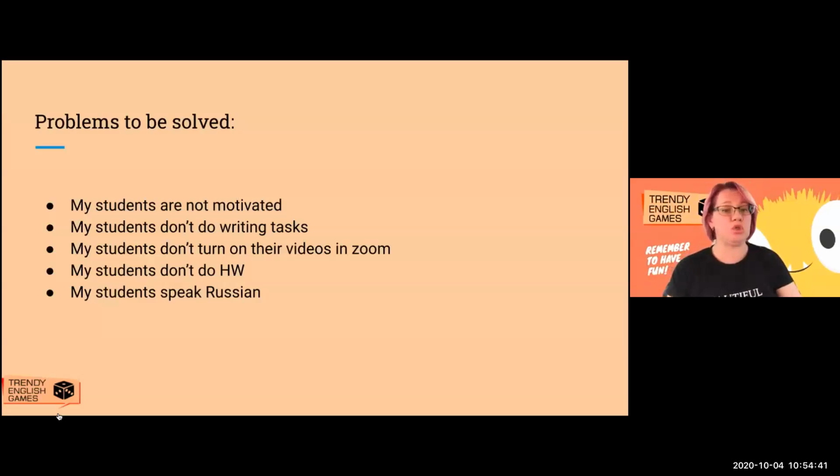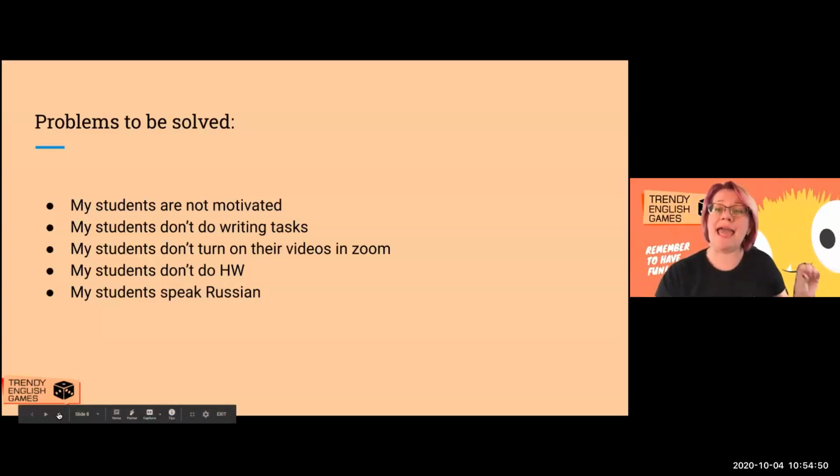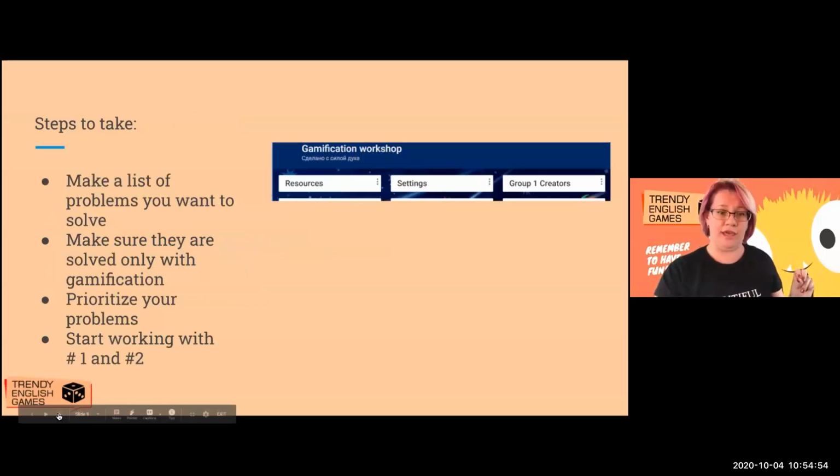My students don't do their homework. My students speak Russian in their lessons. So these are good points. We can start working with them. So not everything should be solved with the help of gamification.